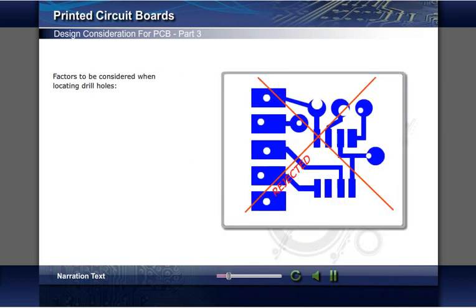Location of drill holes is a critical parameter and must consider the tolerances required. The component leads and heat sinks that are to be soldered will determine the hole size. If a drill hole is off-centered, the pad may be broken at one edge, possibly leading to an electrical open in the circuit. Badly aligned drills can cause component insertion problems.